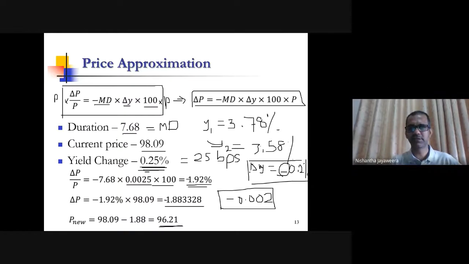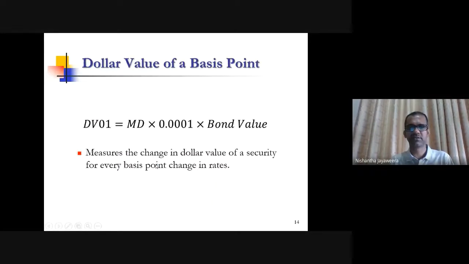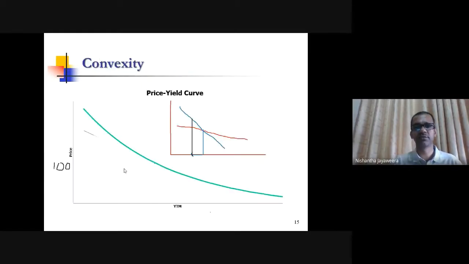But as I mentioned earlier, when we do it, it gives you the movement along this line. So whatever this change, 98.09, 96.28, 98.08 somewhere here, 96, is somewhere here on this straight line, not on the curvy line. But still there's a small error.